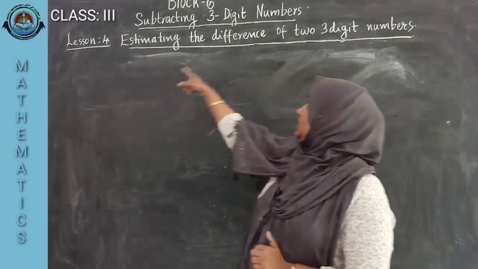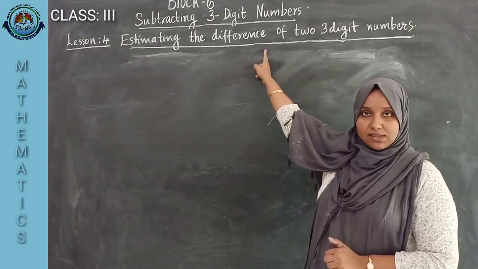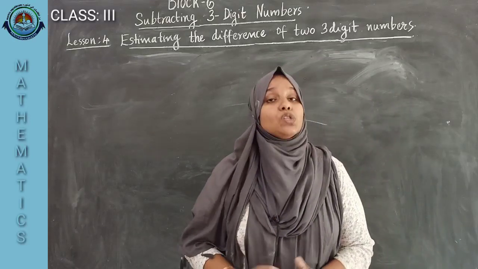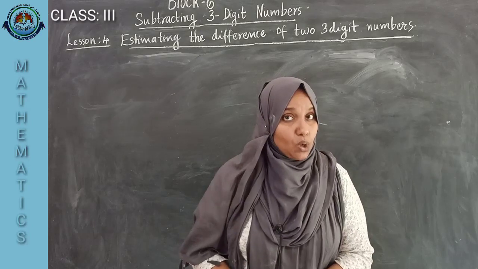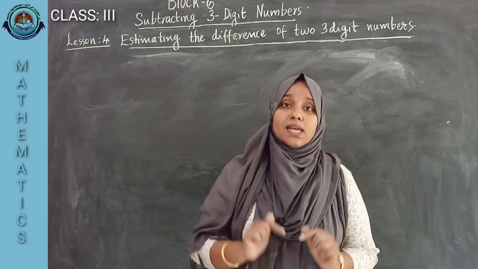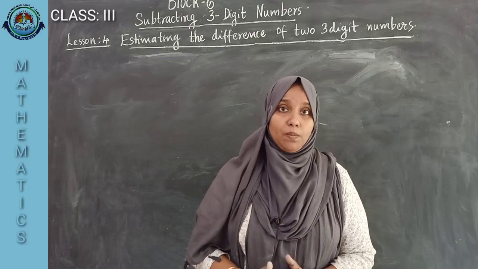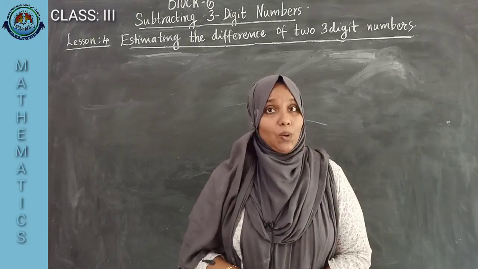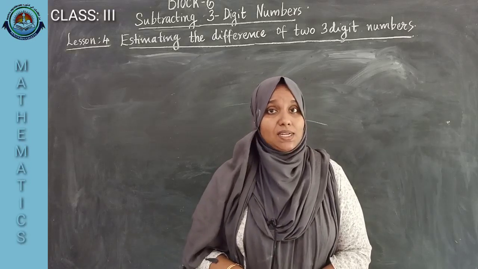Today our aim is estimating the difference. Difference means we have to do the subtraction. So first we have to round off to the nearest 100, then subtract both the numbers. Subtract the smaller number from the bigger number. Okay? Shall we start the class?